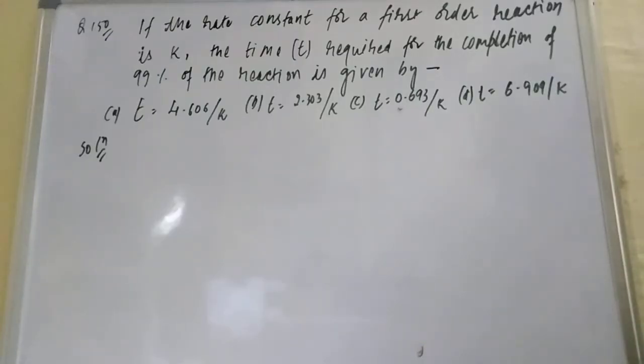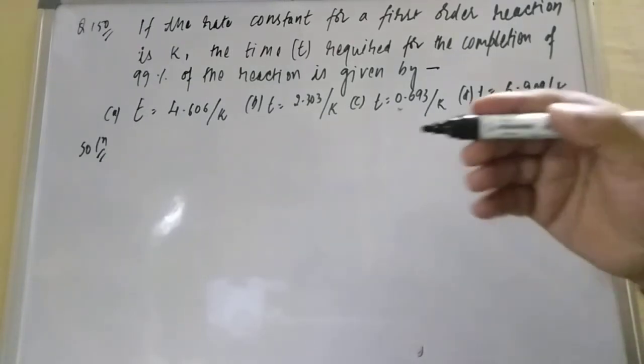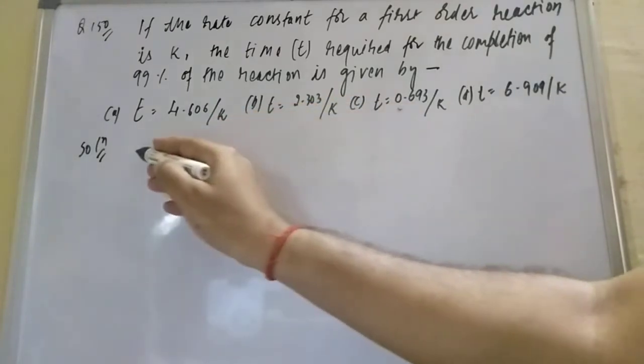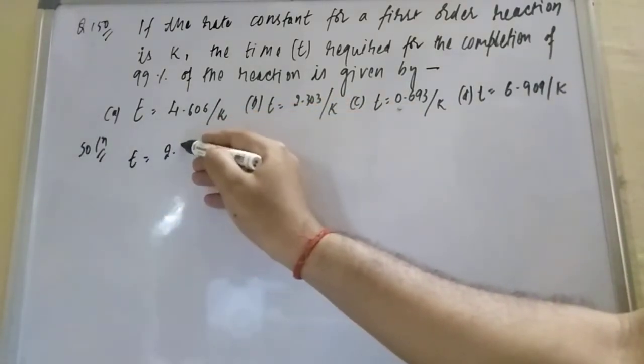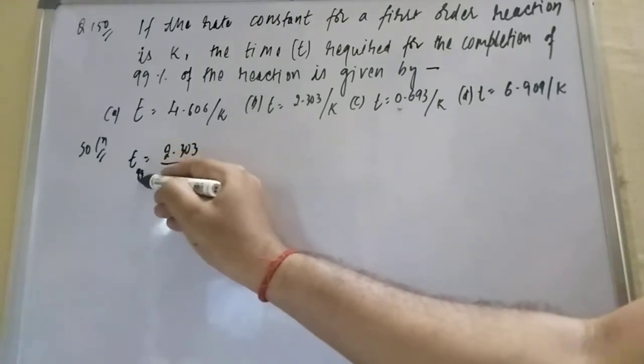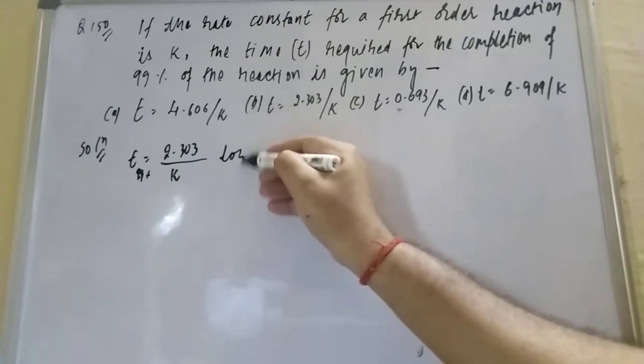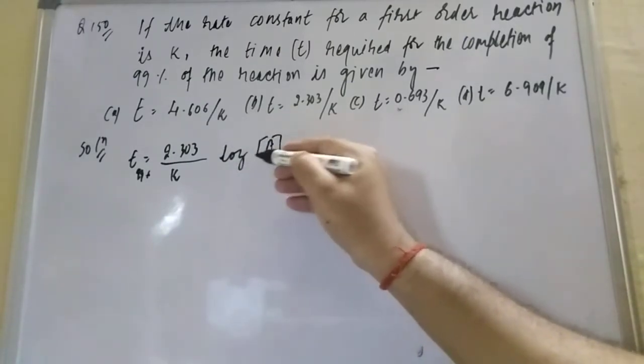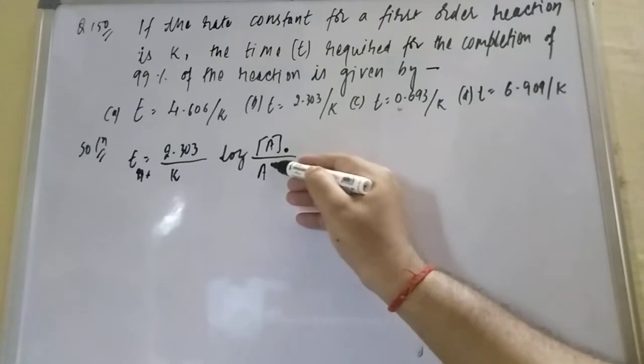Hello friend, now problem number 150. If the rate constant for a first order reaction is K, the time T required for the completion of 99% of the reaction is given by. Okay, so they are talking about the first order reaction, student. So what is first order reaction? If you talk about the first order reaction, t equal to 2.303 upon K, and we are talking about 99%, and log of A initial concentration upon A final concentration.